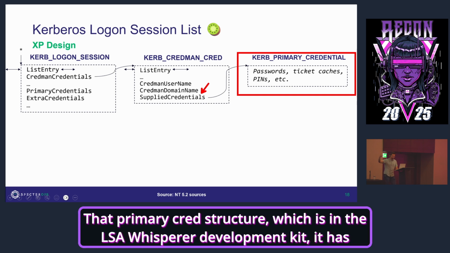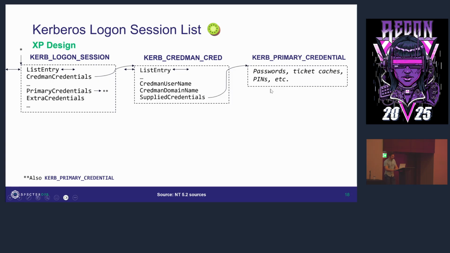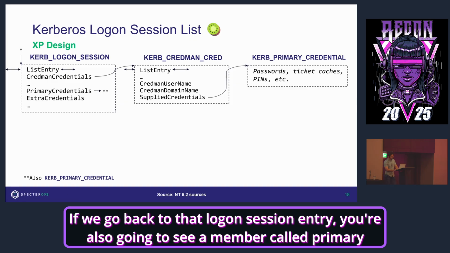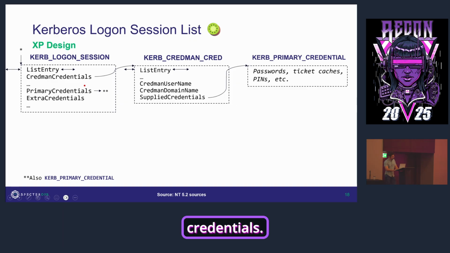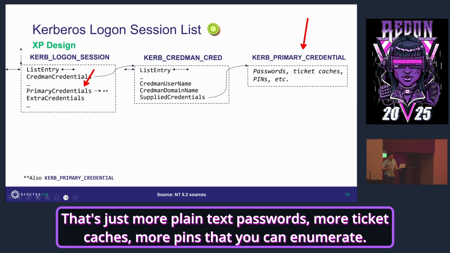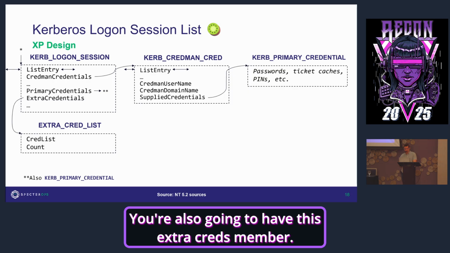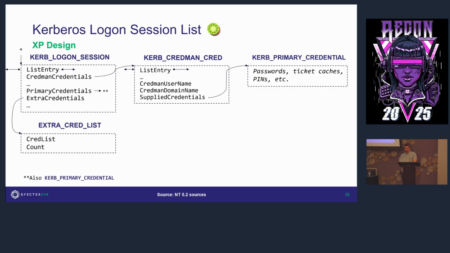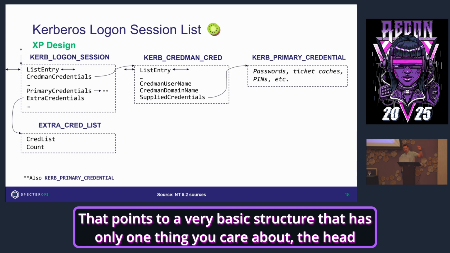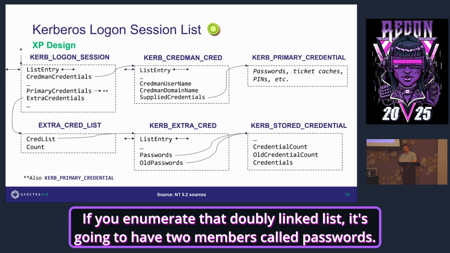But that primary cred structure, which is in the LSA Whisperer development kit, has your plain text passwords, your ticket caches, pins, that sort of thing. If we go back to that logon session entry, you're also going to see a member called primary credentials. That points to the same primary cred structure. So that's just more plain text passwords, more ticket caches, more pins that you can enumerate. You're also going to have this extra creds member. That points to a very basic structure that has only one thing you care about, the head of a doubly linked list.